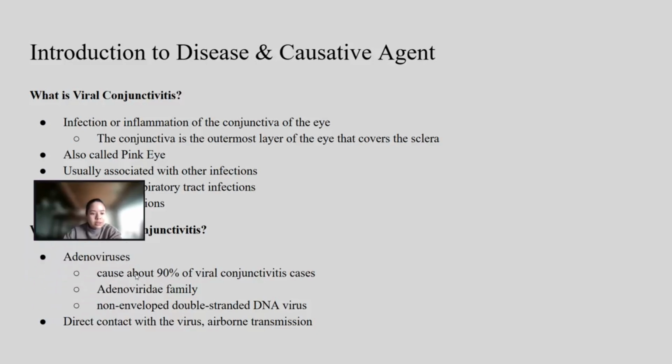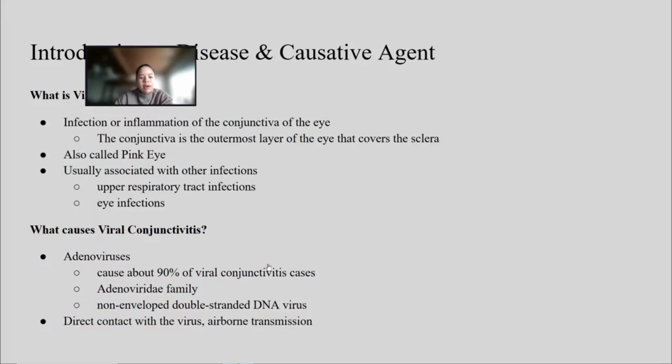Now, what causes viral conjunctivitis? Viral conjunctivitis is caused by adenoviruses. Adenoviruses cause about 90% of viral conjunctivitis cases. Adenoviruses come from the Adenoviridae family, and they are non-enveloped double-stranded DNA viruses. It is direct contact with the virus or airborne transmission that can cause viral conjunctivitis in others.